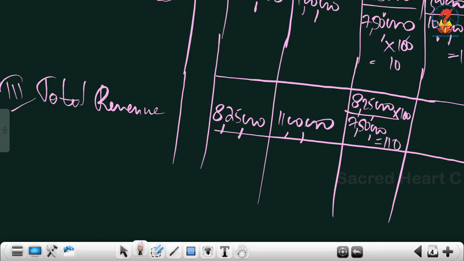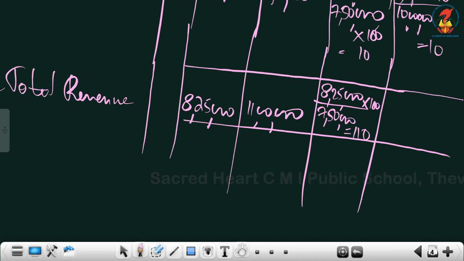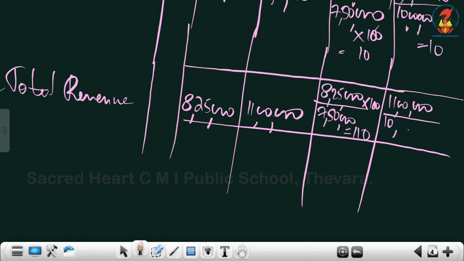See, 110 doesn't mean it's wrong. When you get more than 100, it's not wrong. Here the denominator is a lesser value. Then 11 lakhs by 10 lakhs into 100. Everywhere the base will be revenue from operations when you do P and L common size. That is also 110.